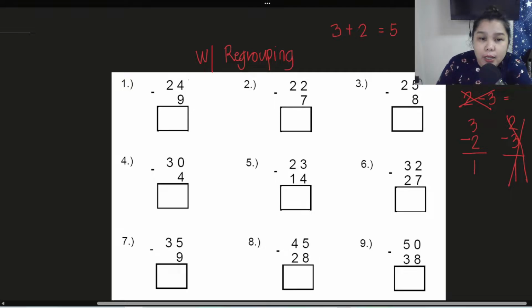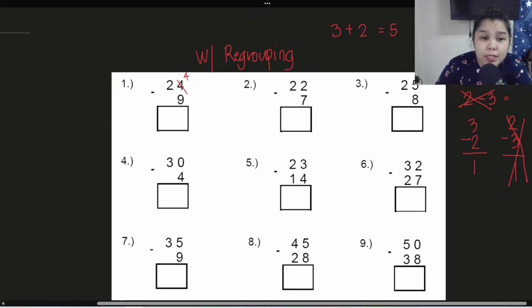Okay, let's begin with the ones. 4 minus 9, may makuha ba tayong 9 from 4? Hindi. If our answer is no, cross it out. Ibig sabihin, we need help from the next place value. Yung 4 na yan, gawin nating maliit, kasi this will be readied para sa borrowing. So, wala na tayong carry 10. Dito, ang gagawin natin ay borrowing. Saan tayo magbaborrow? From the next place value.